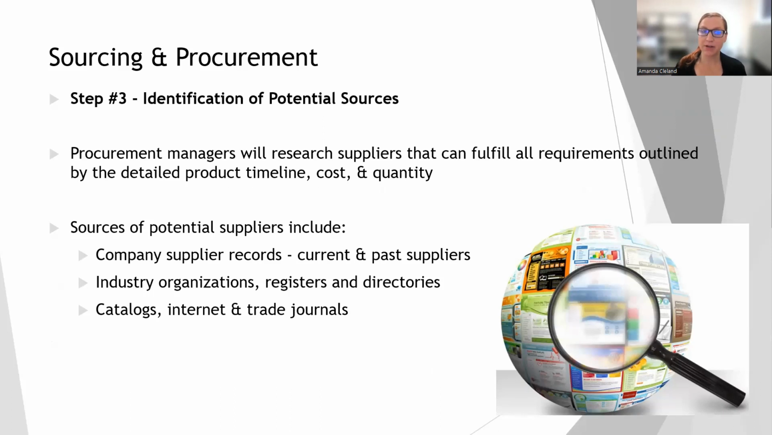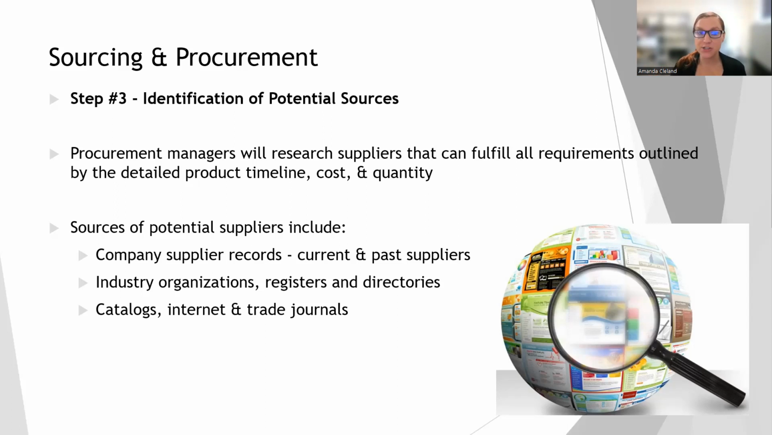Based on timeline, cost, and quantity. So they're going to go out there and do some market research on whom can we buy from. So sources of potential suppliers include our internal company records, our records of current and past suppliers. Maybe my department has not bought from this vendor, but maybe another department has. So I can look in my internal company records.